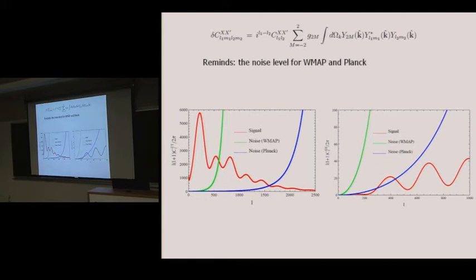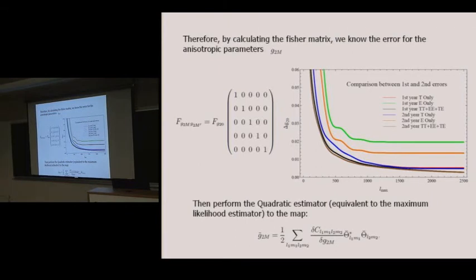To do the forecast later, we need to recall the noise level for Planck, for both the temperature power spectrum and the CLE, which is the E-mode power spectrum, because we want to see whether Planck will be able to improve on this. By calculating the Fisher matrix, we therefore know the error on the anisotropic parameter GLM. This is the Fisher matrix result.